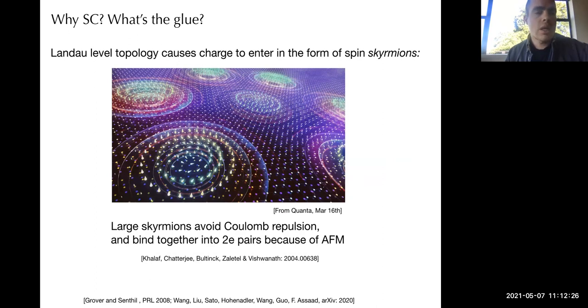And the argument is that the Landau level topology causes electrons in this system to enter in the form of spin skyrmions, like we're used to from quantum Hall ferromagnetism. And as I'll argue, when the skyrmions become large, it allows them to efficiently avoid Coulomb repulsion because their charges spread out. And then the antiferromagnetism is going to cause them to bind into charge 2e pairs.